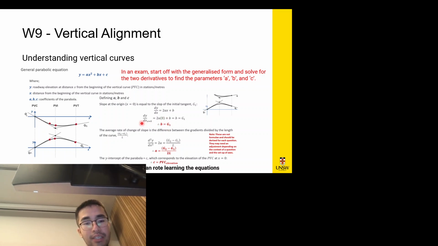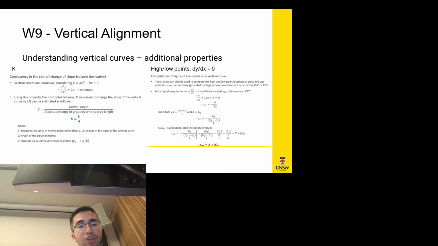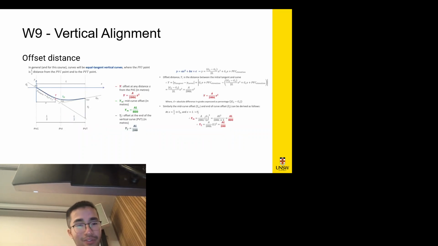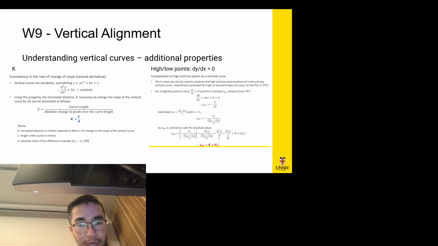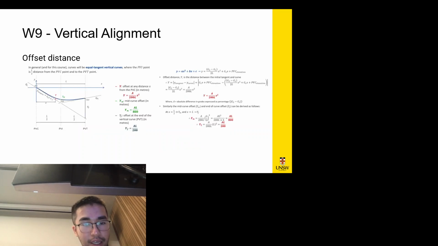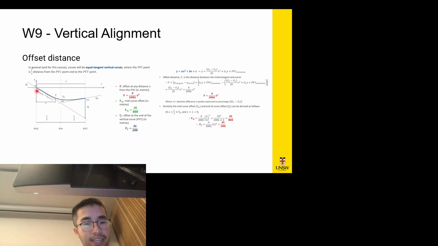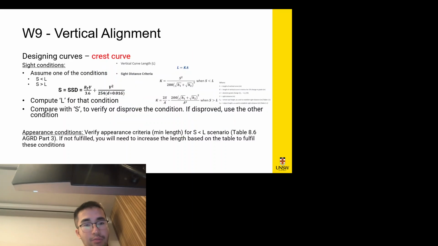So in this case, dy over dx equals 2ax plus b. When x is equal to 0, you have the gradient, and that equals g1 at x equals 0. You can substitute that. You do the same with acceleration as well. And you also need to know what k is. I'm running out of time, unfortunately, but you have your high-low points. These are some of your offset distances from your curve to the tangent. So those are some of the properties that would have been derived for you.